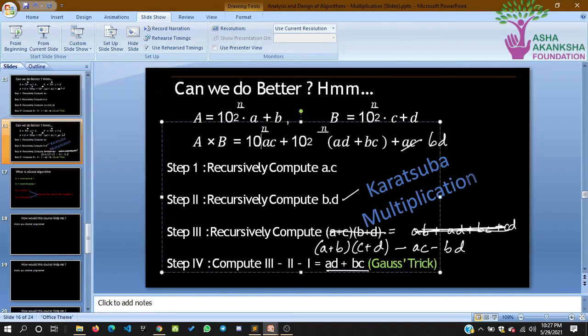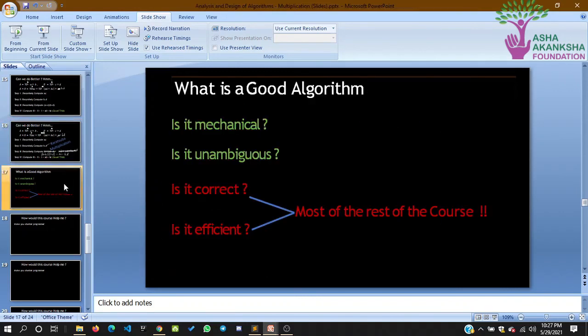This should be n by 2. Then you just have to get this formula, and to calculate this formula, you first calculate AC, then BD, then you apply the Gauss Trick to get AD plus BC, and then you simply apply the formula after appending n zeros after this, and n by 2 zeros after this, and then you just add all of them. So this is Karatsuba's multiplication.